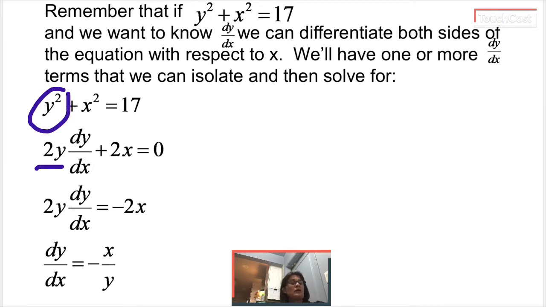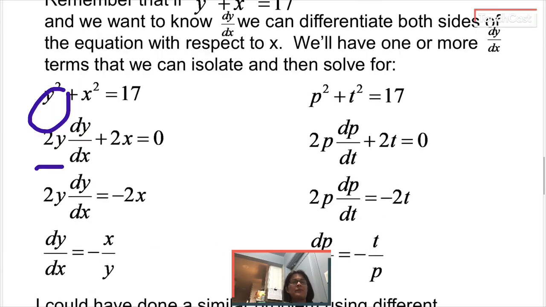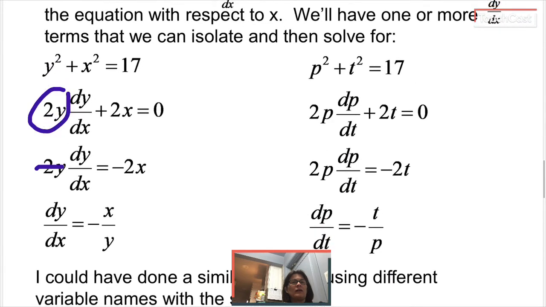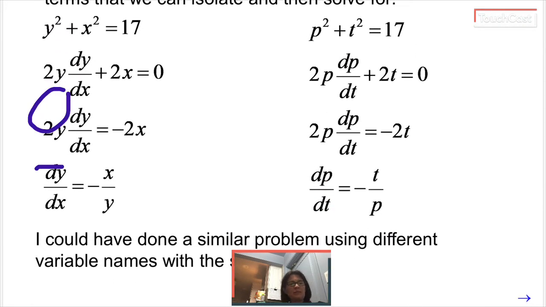What sometimes stops students up when we get to related rates is that we're not going to even very frequently use x and y. So just notice that I could do this exact same problem. All the algebra is the same, all the calculus is the same. I could change those variables and the process is still the same. So p squared plus t squared equals 17. If I want to find the derivative with respect to t, so if I want to find dp/dt, I'm going to differentiate both sides with respect to t. Process is exactly the same.